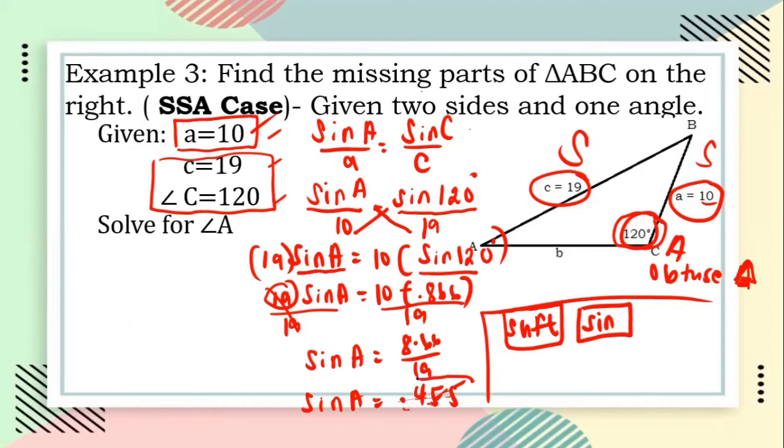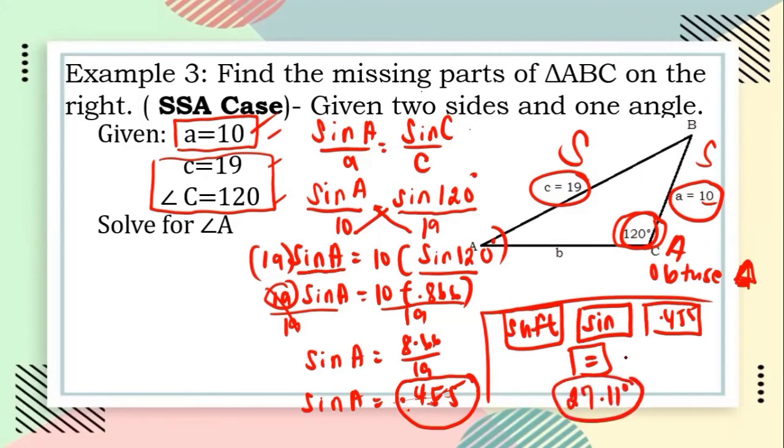because this is only the ratio and not an angle. Alright, so we have to proceed to these steps. Using your calculator, just press shift sine and then the ratio, which is 0.455, and then press the equal sign and we can get the angle 27.11. Don't forget to write the degrees. That's how you're going to find the measure of an angle.